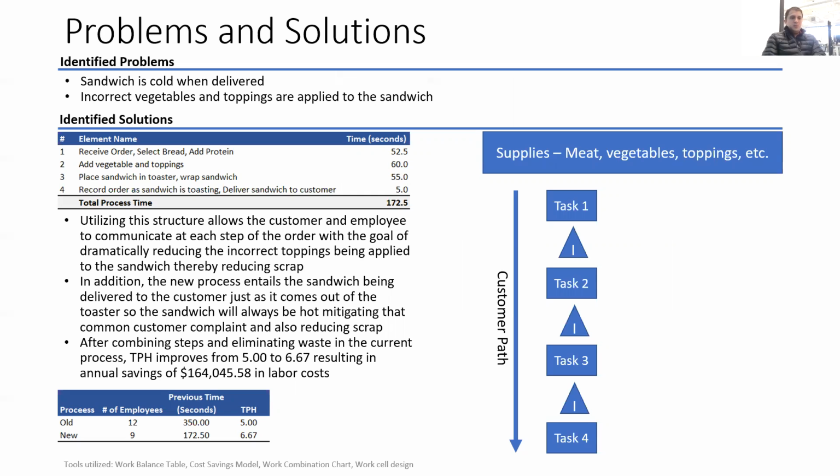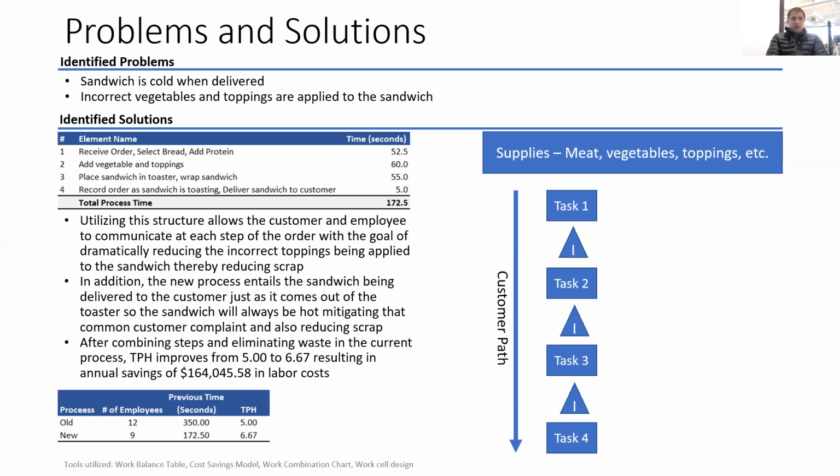So these two problems, the sandwich is cold when delivered and incorrect vegetables and toppings are applied to the sandwich, we believe we can solve with a single solution. And that solution is to redo the workflow. Currently, we have 7 steps. We believe that we can actually combine a lot of these steps, which will increase efficiency, but it will also allow us to focus on the customer, really make a customized craft sandwich for that customer.